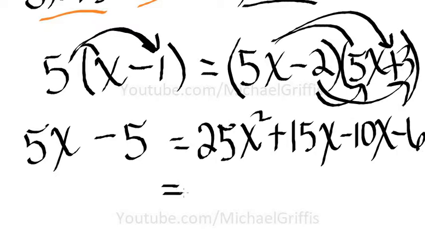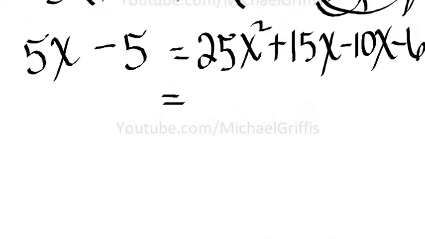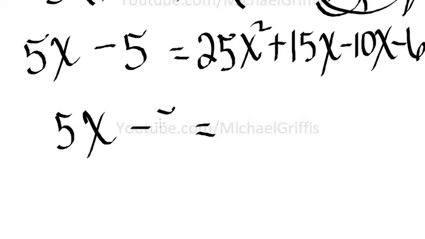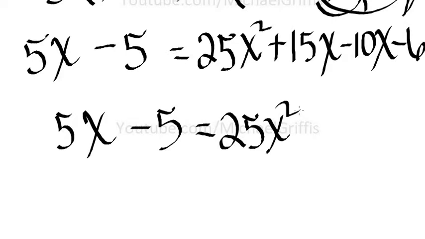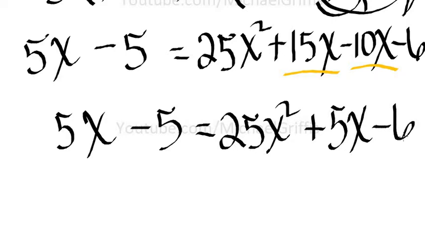So now it's time to collect up all our like terms. Let's just bring this down a little bit more. So we're going to have 5x minus 5 is equal to 25x squared. All right, we have a 15x minus 10x, so those are like terms. That's going to make that a plus 5x minus 6.